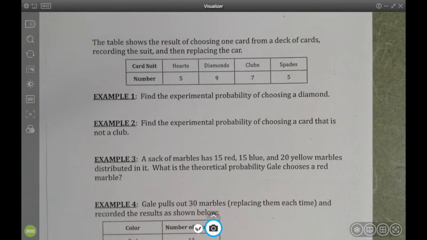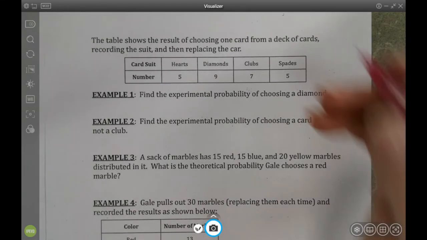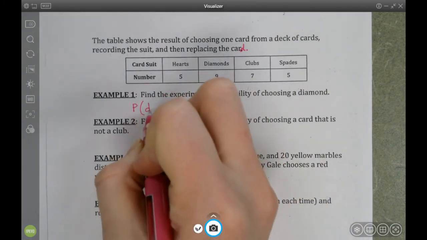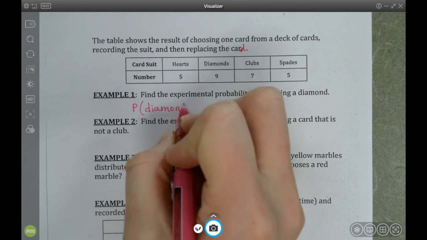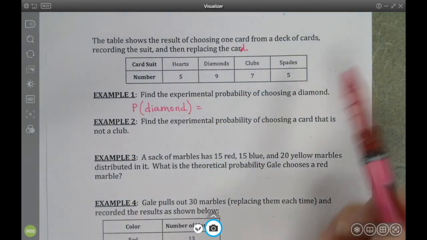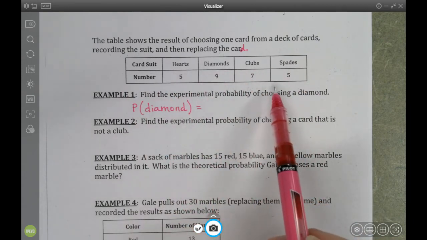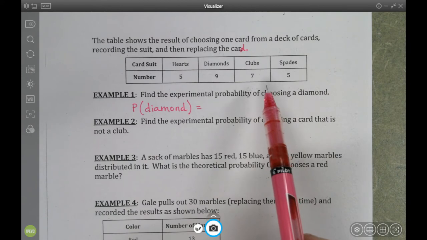All right. So the table shows the result of choosing one card from a deck of cards, recording the suit, and then replacing the card. So they pulled 5 hearts, 9 diamonds, 7 clubs, and 5 spades. So example 1, find the experimental probability of choosing a diamond. They want us to use these results from this experiment to find the probability that the next card we pick would be a diamond.